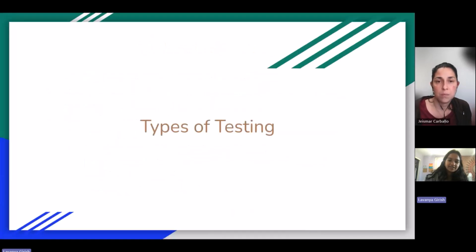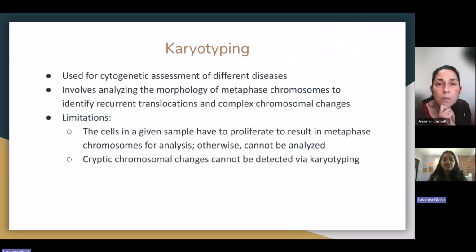Some of the types of testing, first, karyotyping is used for cytogenetic assessment of different diseases, and it basically involves analyzing the morphology of specifically metaphase chromosomes, so they can only be in that state. It helps us identify recurrent translocations and complex chromosomal changes that are indicative of specific types of AML, but there are some limitations. The cells have to be in metaphase to be analyzed, otherwise they can't be analyzed. And cryptic chromosomal changes, which are really small ones, cannot be detected via karyotyping.